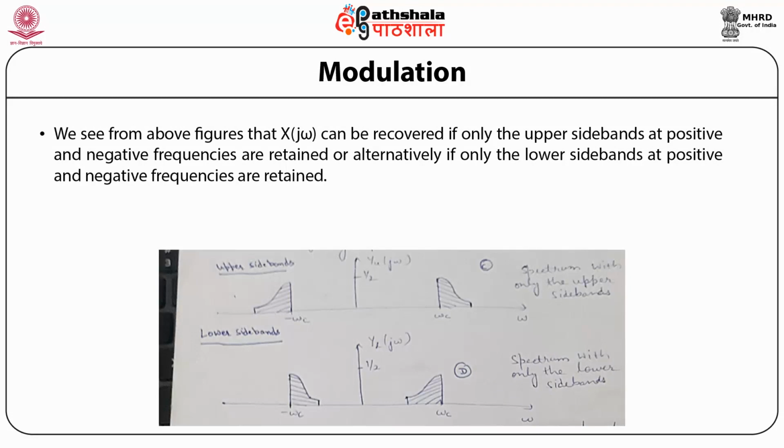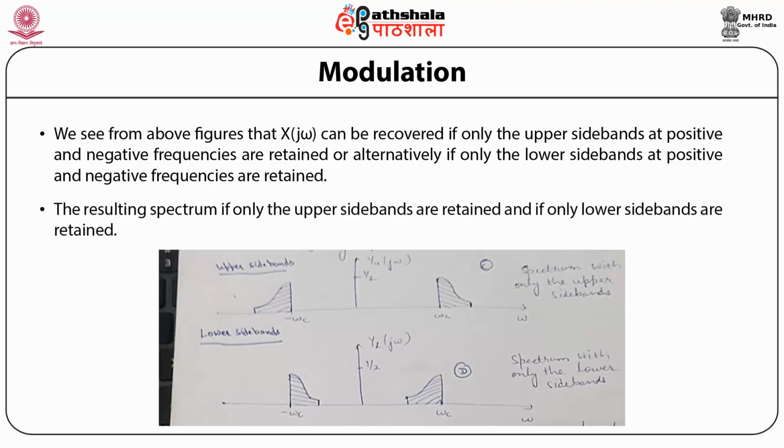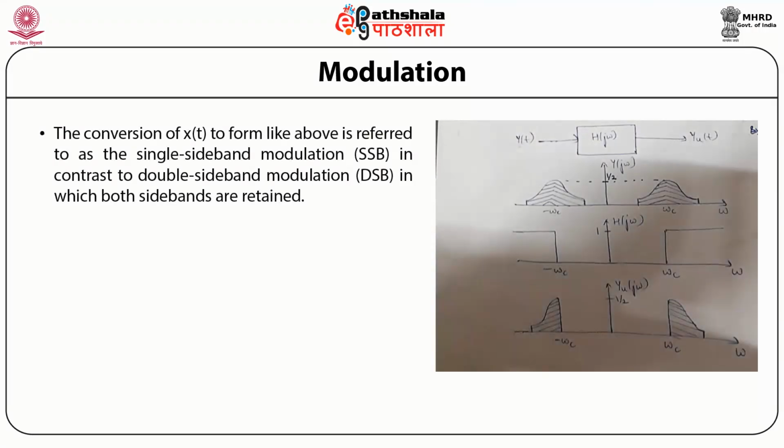So we see from the above figures that X(jω) can be recovered if only the upper sidebands at positive and negative frequencies are retained, or alternatively if only the lower sidebands at positive and negative frequencies are retained. So the resulting spectrum, if only the upper sidebands are retained and if only the lower sidebands are retained, is clearly shown in this figure. The conversion of x(t) to a form like above is referred to as single sideband, in contrast to double sideband, DSB, in which both sidebands are retained.